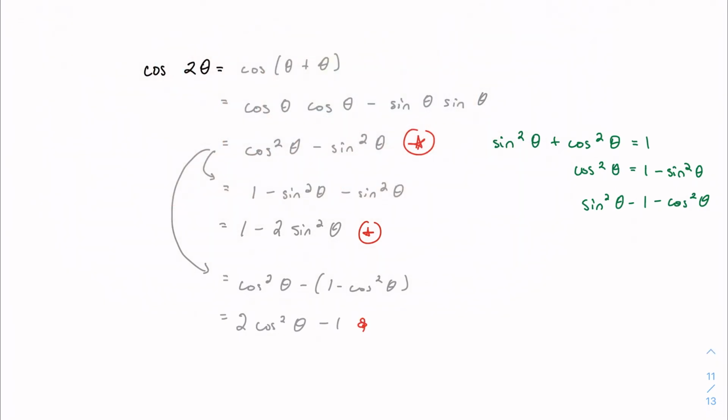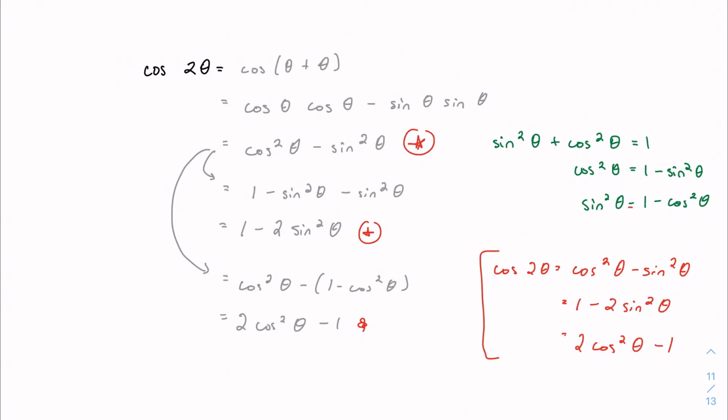This would be an equal sign. So we have 3 ways of writing cosine 2 theta. 3 useful ways. I have this difference of squares that may be useful at some point. But functionally, most of the time, these are the 2 that are crucial: 1 minus 2 sine squared and 2 cosine squared minus 1. So here are my formulas for cosine 2 theta.